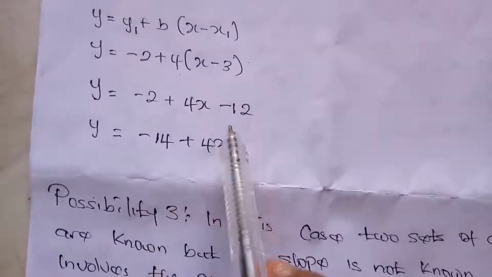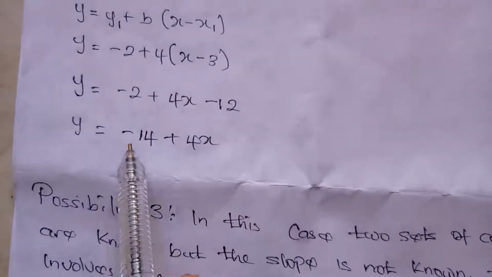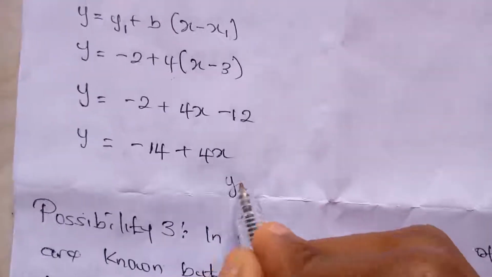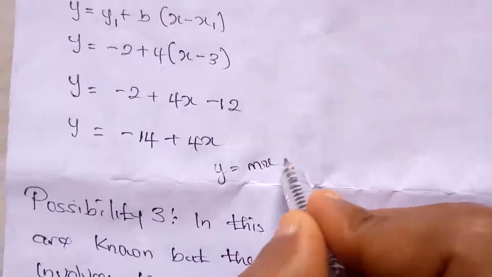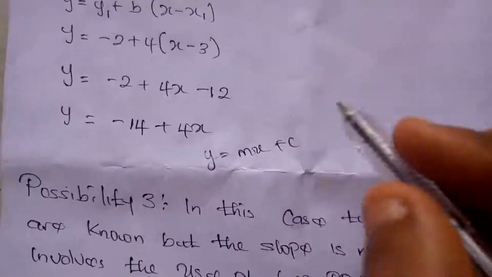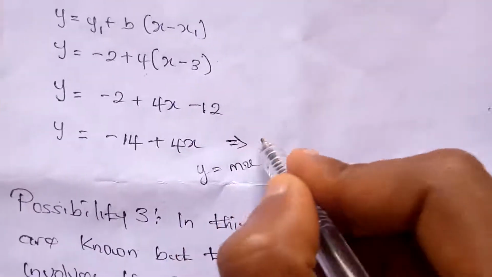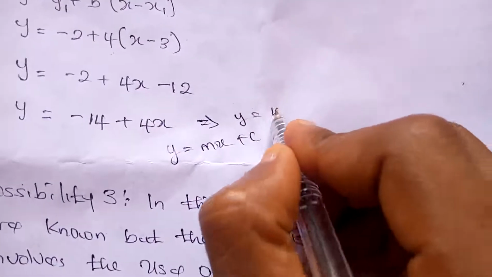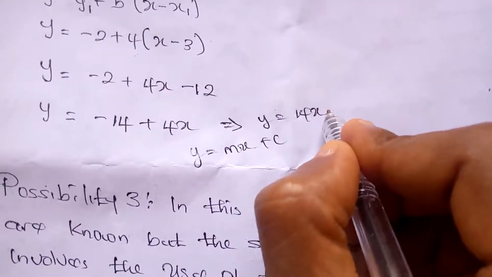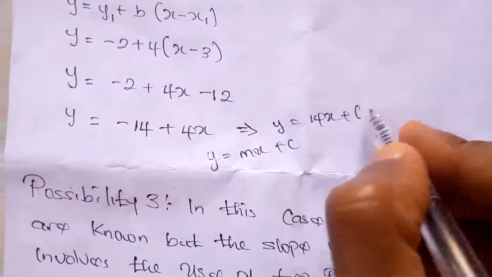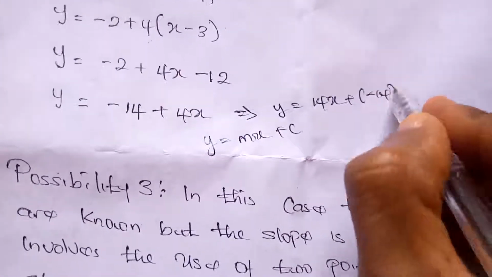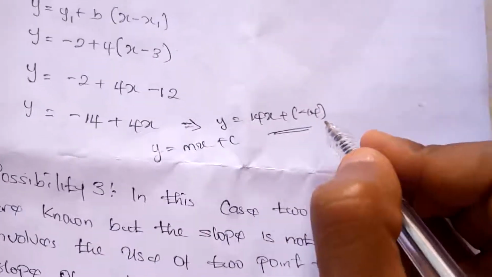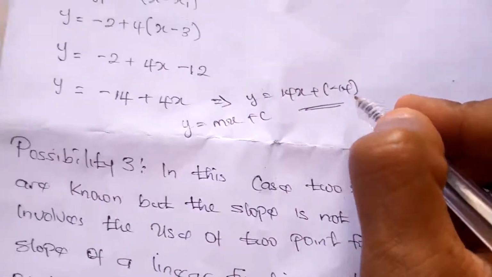Multiplying everything inside this bracket: 4x minus 12. 4 times 3 is 12. Our y is equal to minus 14 plus 4x. The same thing as y is equal to mx plus c. So you can rewrite this as y is equal to 4x plus open bracket minus 14. That's the equation of a line.